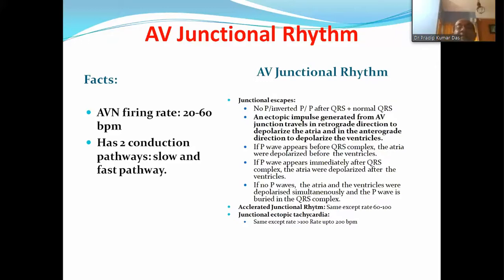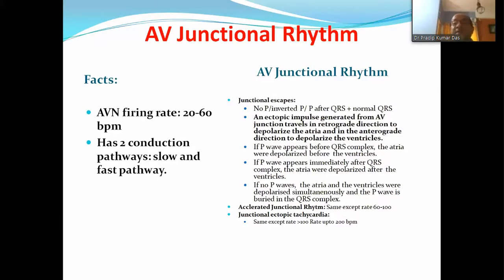In case of a junctional escape beat, as it is not from the SA node, we will see that there may be no P wave, an inverted P wave, a P wave after the QRS, or a normal P wave before the QRS. An ectopic impulse generated from the AV junction travels in a retrograde direction to depolarize the atria, and in an anterograde direction to depolarize the ventricle. Actually, when the impulse is generated, it goes two ways. It activates the atria in retrograde fashion and the ventricle in anterograde fashion.